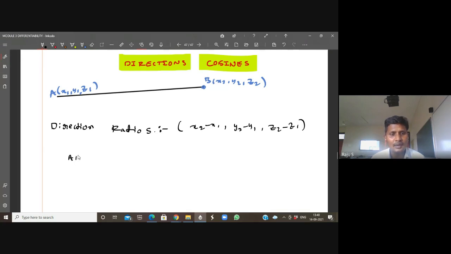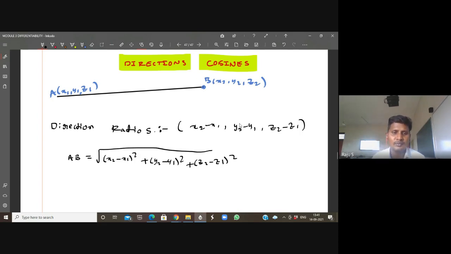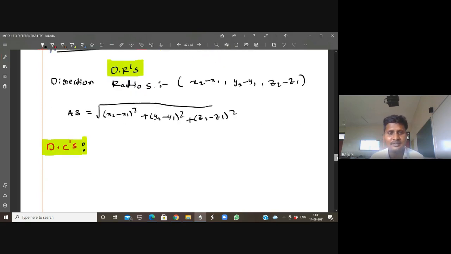When I find the distance AB between two points, the distance formula is the square root of x2 minus x1 whole square plus y2 minus y1 whole square plus z2 minus z1 whole square. Direction ratios are directly given by x2 minus x1, y2 minus y1, z2 minus z1. What about direction cosines? Simply we write direction cosines as DCs and direction ratios as DRs. In the textbook also, sometimes they represent like this.